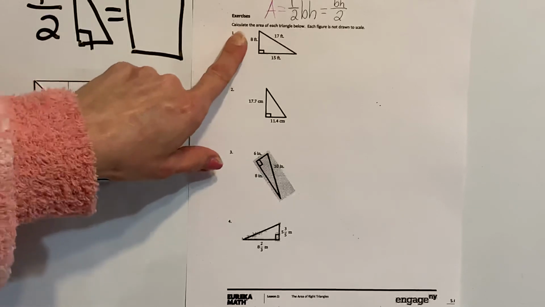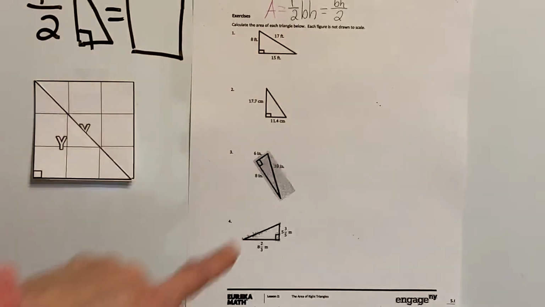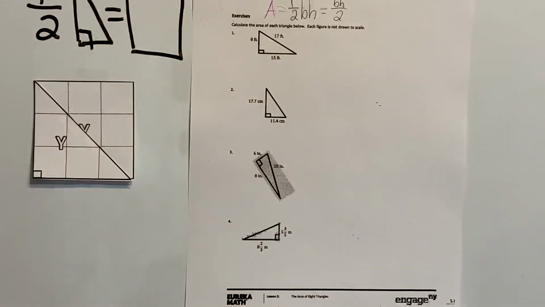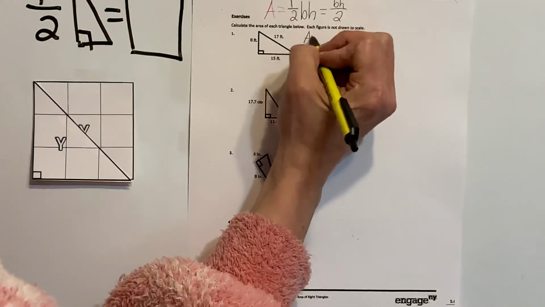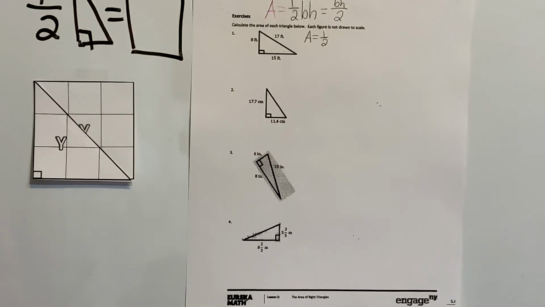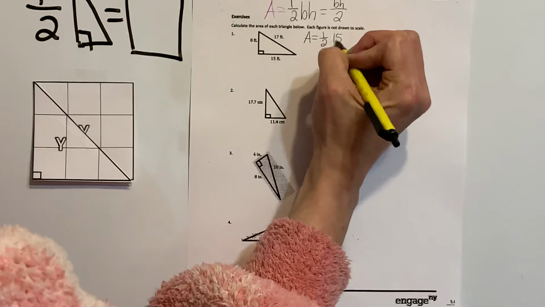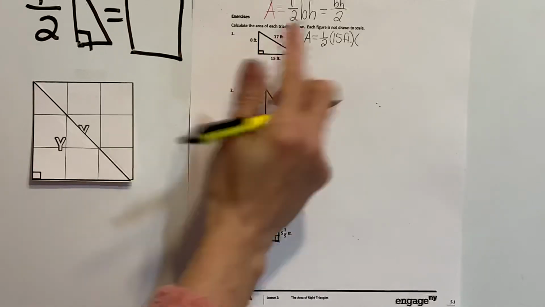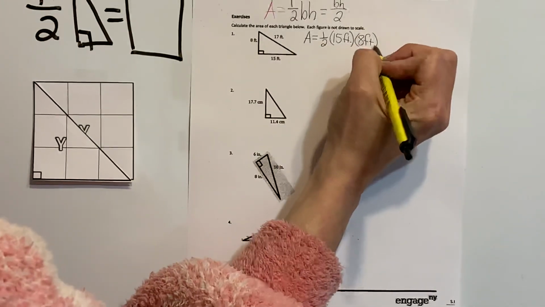For exercise 1, it says to calculate the area of each triangle below. They also put in that caveat that they always say, that it's not to scale. They've got that in there just so you know that this is not really 8 feet, but I think we can figure that out. All right, so we've got the area equals half of the base, which is 15 feet, times the height, which is 8 feet. All right?